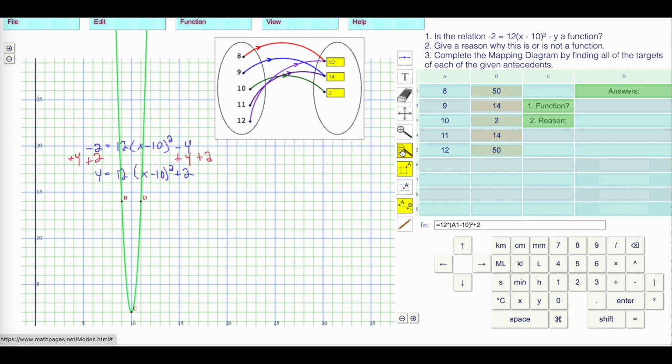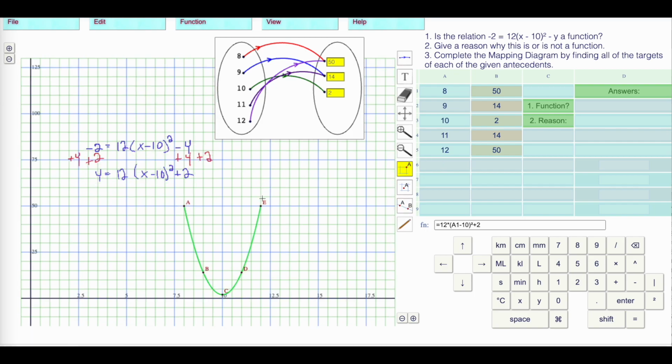We could zoom out. It keeps going on like this, but it's only drawing the points that you plotted. It totally passes the vertical line test. If you draw a vertical line, it will only cross through once. No matter where you draw it, it's only going to cross through once. Yes, this is a function. Many to 1. Both the 8 and the 12 go to 50. Yes, for function, and many to 1. And then you press enter to see if you're right.